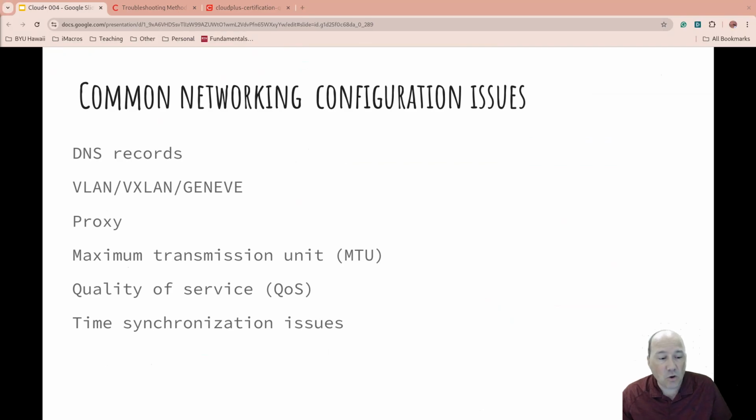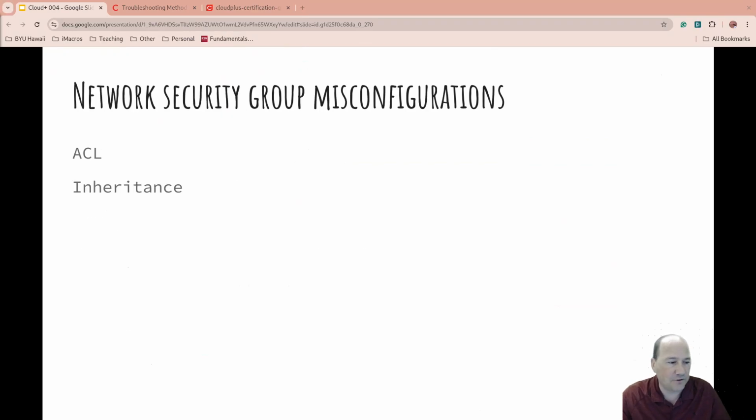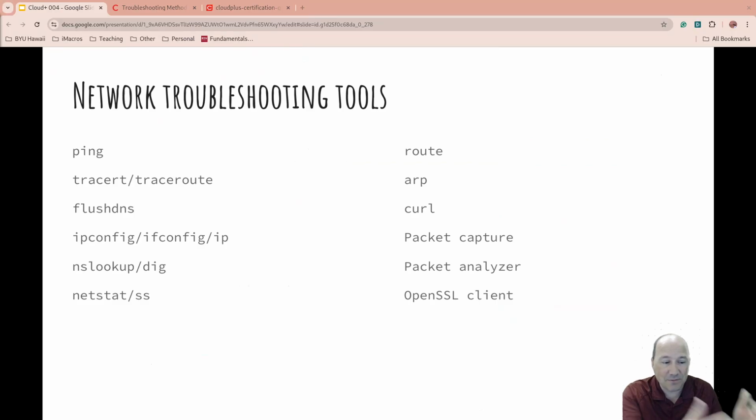If things get slow on your network, do you have quality of service there so that the important things will get priority over someone watching Netflix, for example? Are there time synchronization issues going on? Because if there are, then authentication is going to have issues. The logging's not going to be as good. You need to fix your time. So what about network security groups with ACLs, and what are you inheriting from above? If something is blocked anywhere, it's not going to make it down.